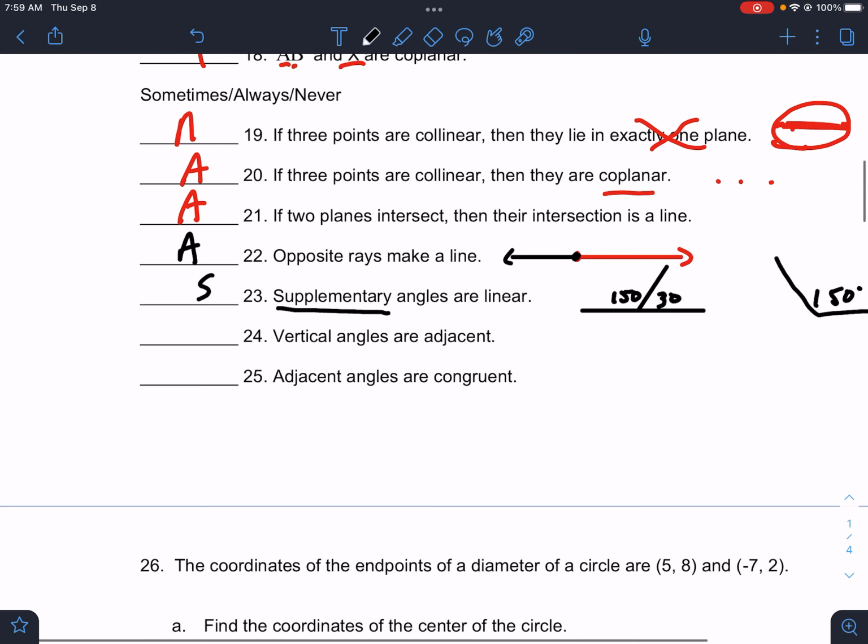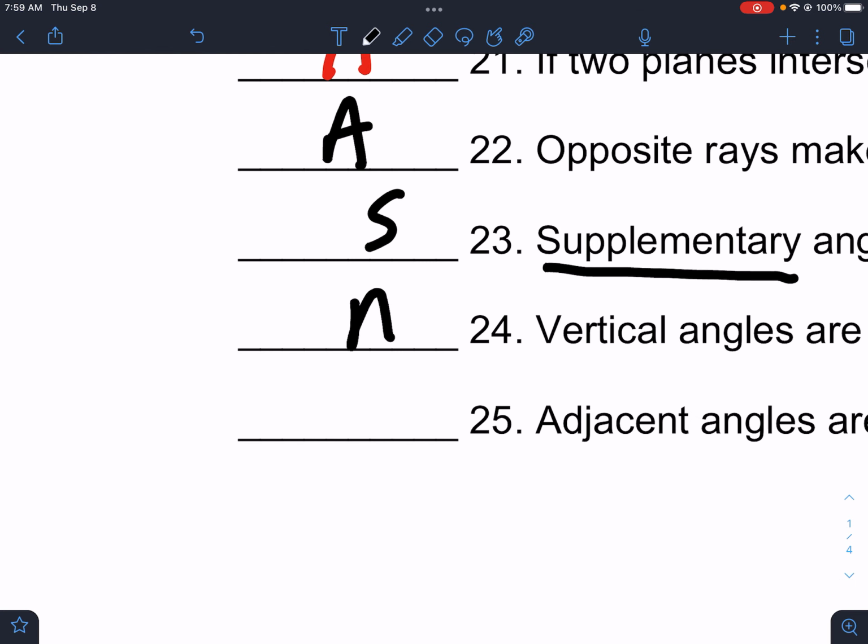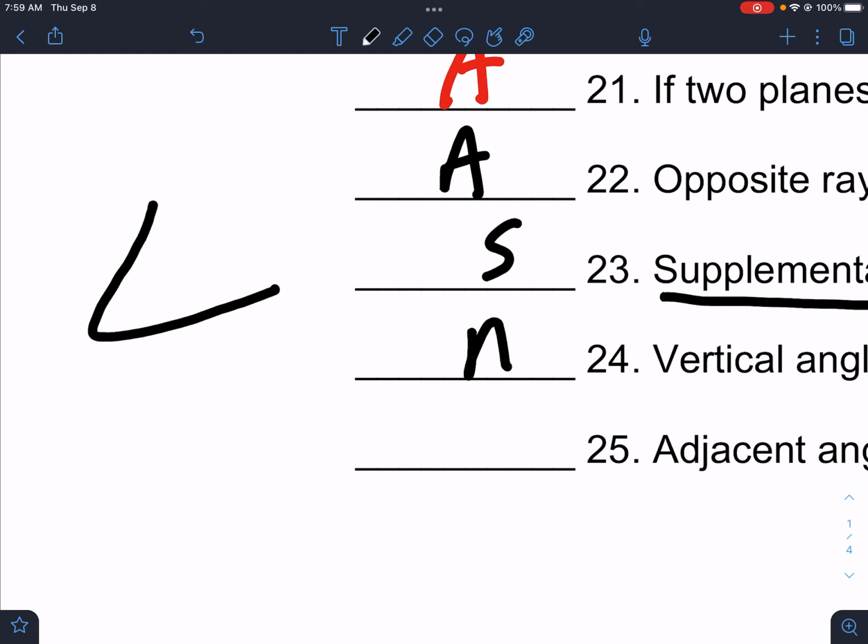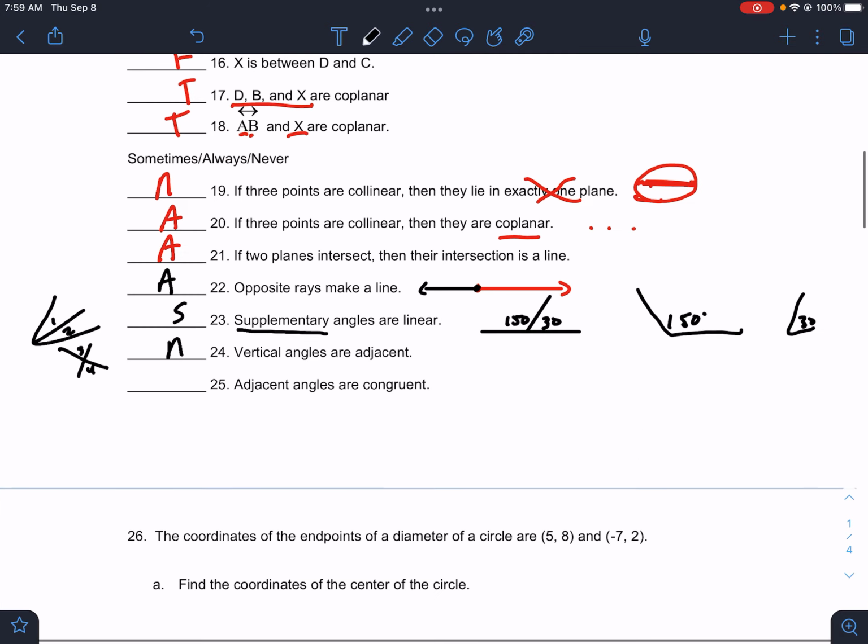Vertical angles are adjacent. Those are competing definitions. No. Adjacent would be like angle 1 and 2, side by side. Vertical would be like angle 3 and 4, opposite. You cannot be side by side and opposite. You can't be both those things.